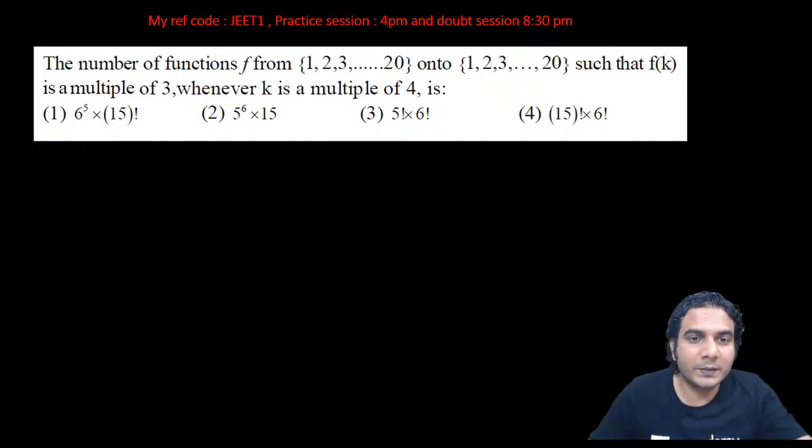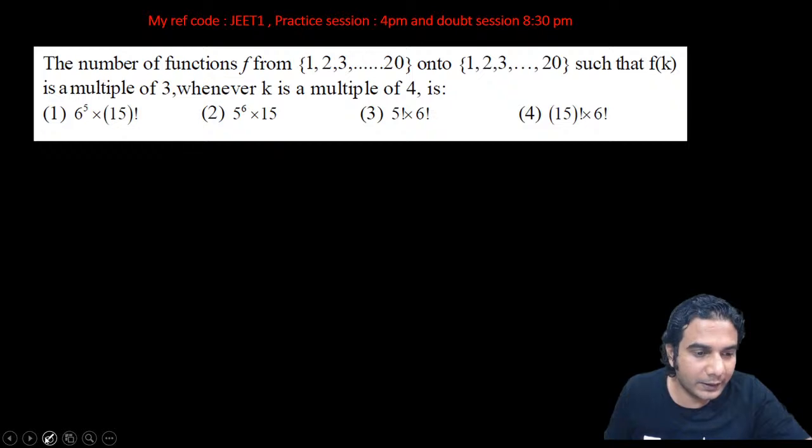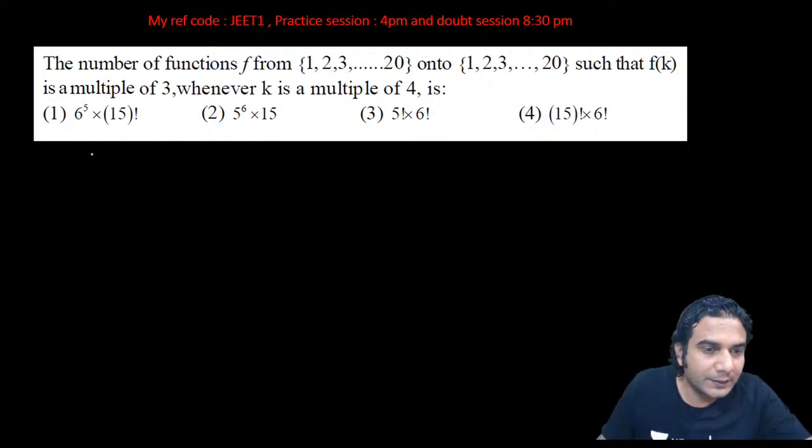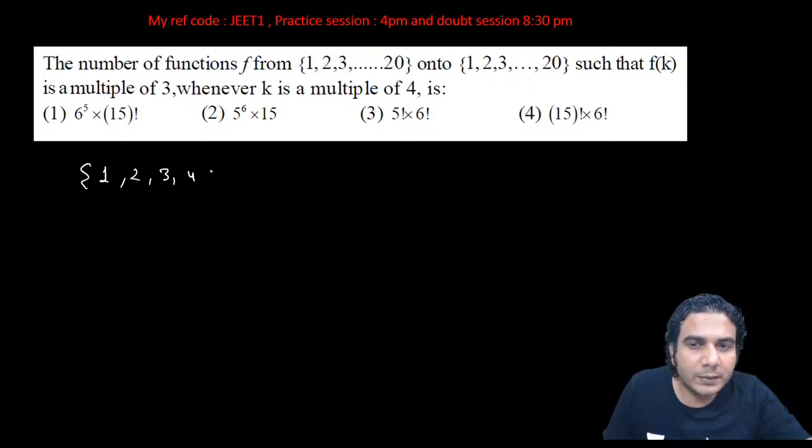So the number of functions f from this interval to, okay, so we have 20 elements in A and 20 elements in B such that f of k is a multiple of 3 whenever k is a multiple of 4. Okay, let me plot it first. I'll explain this. 1, 2, 3, 4. So let me write those numbers which are multiples of 4 in this set of inputs. So he's saying whenever input is a multiple of 4, output should be a multiple of 3.